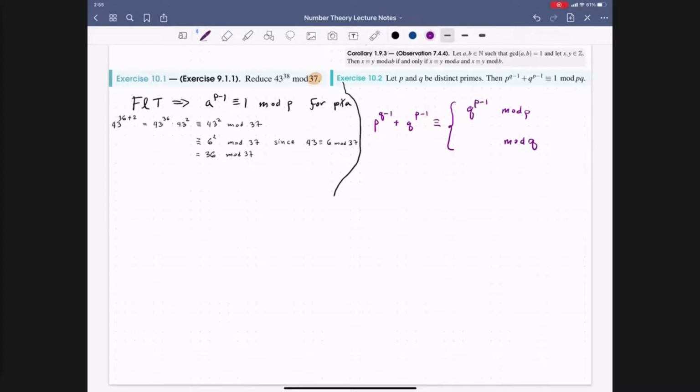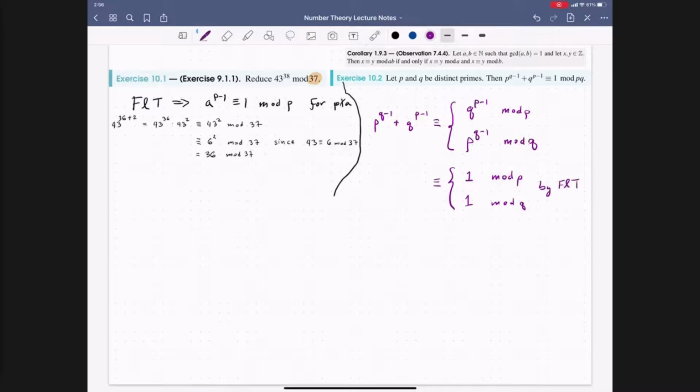And similarly, if we reduce p to the q minus 1 plus q to the p minus 1 mod q, this is 0. And so we get p to the q minus 1. But now Fermat's little theorem comes in and tells us that in both instances we get 1. So we get 1 mod p and 1 mod q by Fermat's little theorem.